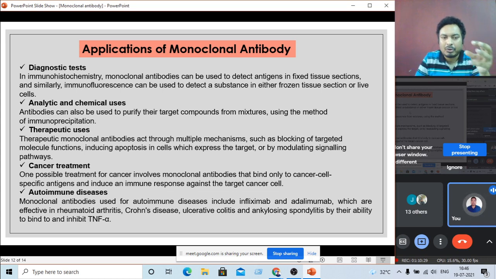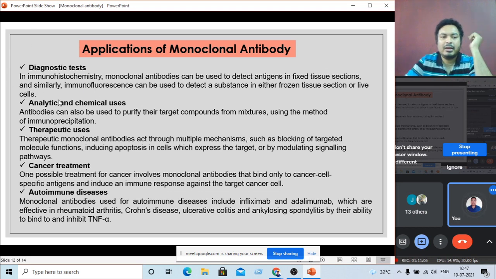When we apply the monoclonal antibody to the body cell in immunohistochemistry, what happens? They bind easily to the antigen. When they bind easily to the antigen, then we can say that our body is infected with the SARS-CoV-2 virus. This is called a diagnostic test. But this test is very costly, because we have to identify the monoclonal antibody first, and it is a very tedious process. You all know that it is a very long process to develop the monoclonal antibody. So this diagnostic test is very costly when applying the monoclonal antibody.